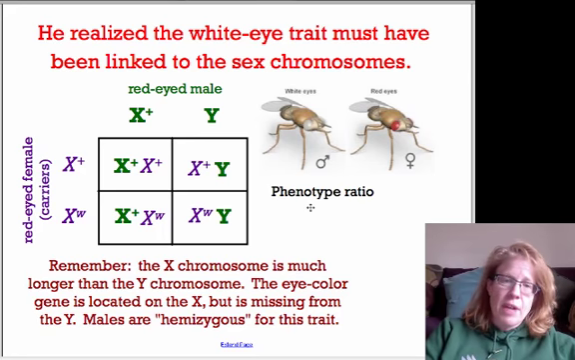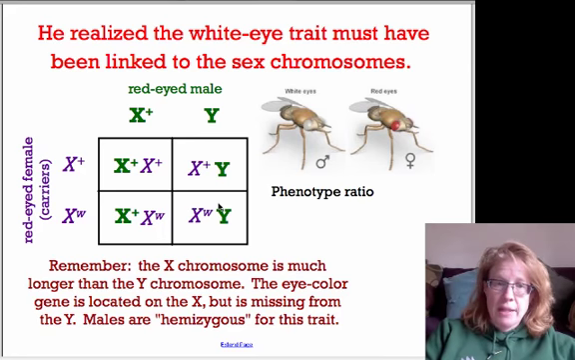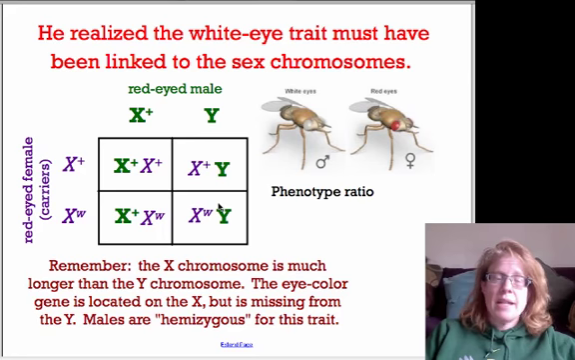Because if we look at our phenotype ratio, we actually would get 3/4 red and 1/4 white in terms of eyes. But if we looked at those white-eyed flies, every one of those white-eyed flies would have been male. Not every male had white eyes, but every white-eyed fly was male. So they have to be doing something different.